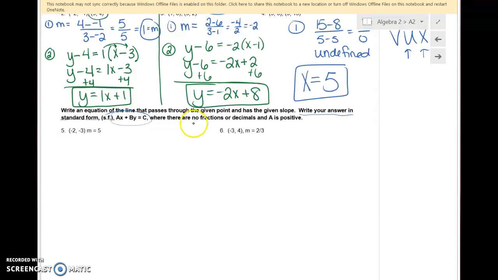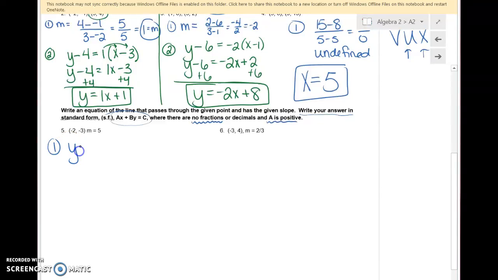The important thing here is there has to be no fractions or decimals, and a must be positive. So the number in front of x must be positive. Now, we don't have to find the slope. This time they gave it to us. So our first step is going to be to plug this into point slope form.